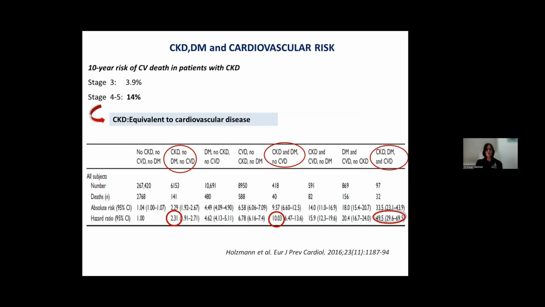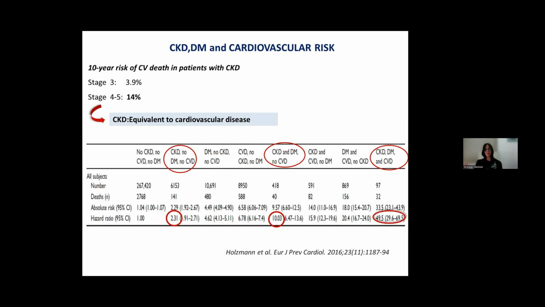Diabetes mellitus and CKD are both strong cardiovascular risk factors. As we can see here, the 10-year risk of cardiovascular death in patients with CKD is about 4%, and it is as high as 14% in stages 4 and 5 of CKD. That means that CKD is equivalent to cardiovascular disease.